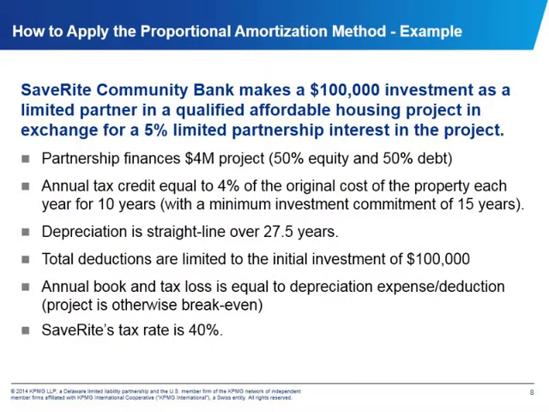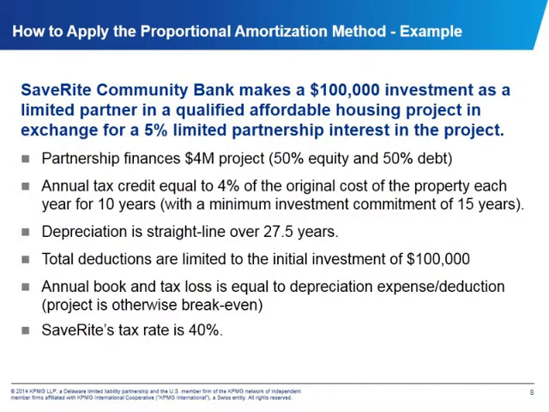Now we'll walk through an example that will help illustrate the proportional amortization method. SaveRight Community Bank makes a $100,000 investment as a limited partner in a qualified affordable housing project in exchange for a 5% limited partnership interest in the project. The partnership finances a $4 million project, which is funded 50% in equity and 50% in debt.